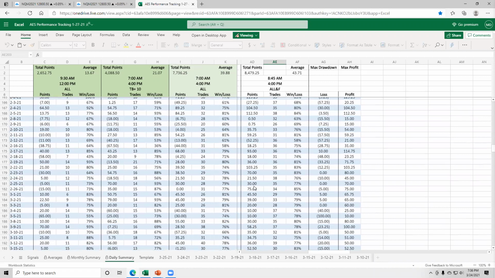So just to add one more factor to that too, Aaron added a feature in our tracking tool that shows us what the biggest loss was for the day, what the biggest drawdown was at any point in time for the day, and what the biggest profit was for the day.